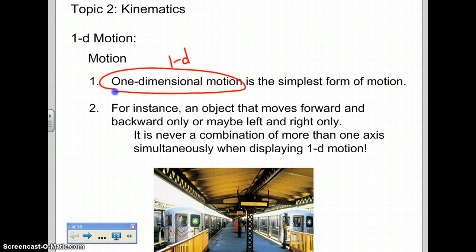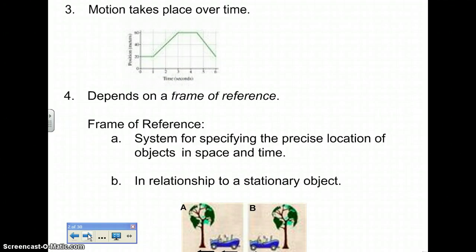For instance, an object that moves forward and backward only, or left and right only. It is never a combination of more than one axis simultaneously when displaying 1D motion. So once again, you're only utilizing the x-axis, or you're only utilizing the y-axis. That would be 1D motion. For instance, here we have a picture of the subway, in which the subway is traveling north, and then it comes back to travel south. It travels north, and it travels south. So it's 1D motion. Okay.